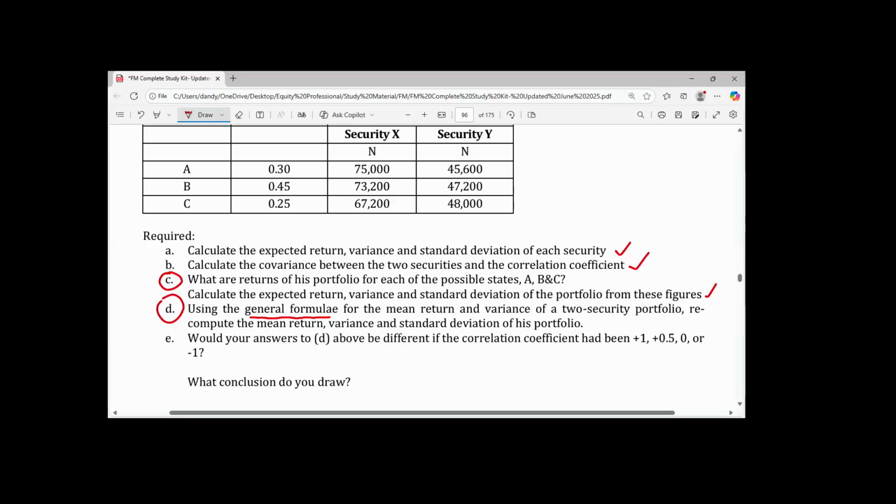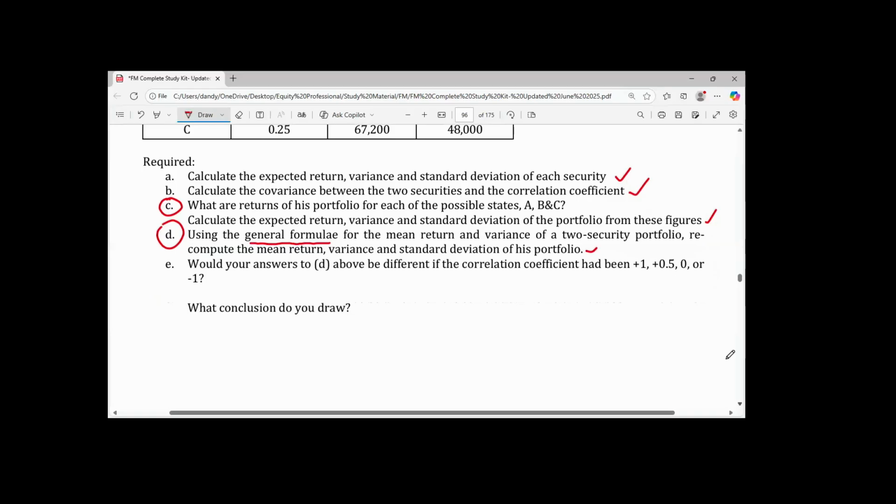Then E, the examiner is telling you: would your answers to D above be different if the correlation coefficient had been +1, +0.5, 0, or -1? What conclusion do you draw? So that is the question.